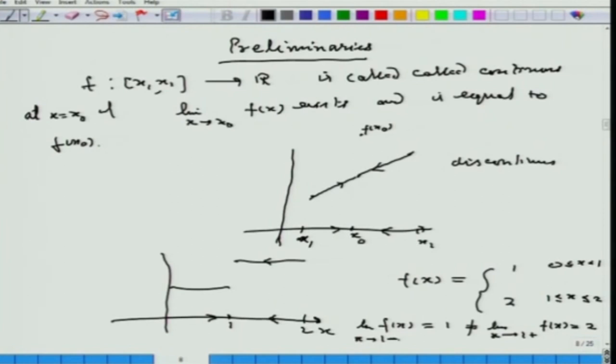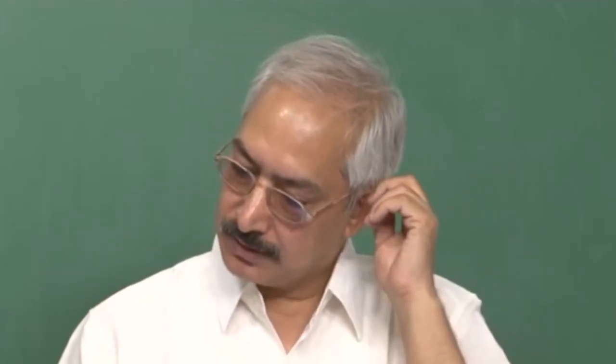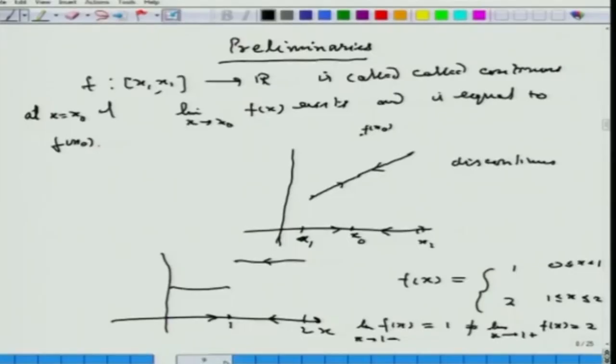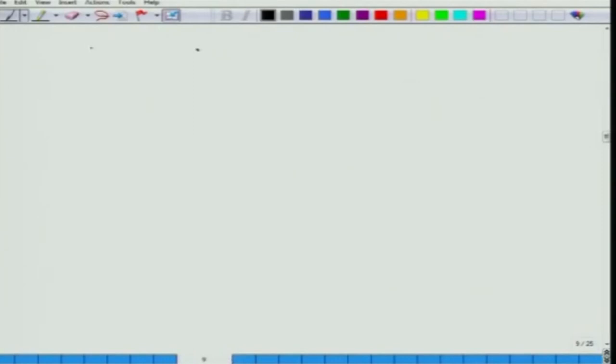The discontinuity of the second kind is where the limit does not exist at all, that is, one of the limits, left or right, does not exist. Such a thing will be called a discontinuity of the second kind. We will not be considering such functions; we will consider only functions having discontinuities of the first kind, so that they have jumps at finitely many points. Such functions are called piecewise continuous functions.